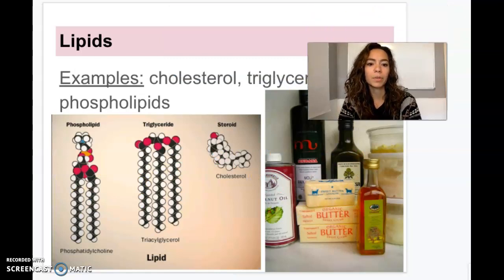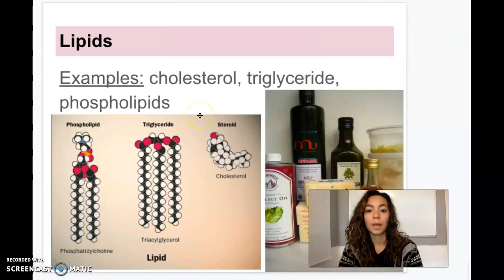So some examples we can see here. Cholesterol, triglycerides, phospholipids are the lipids that make up our cell membranes, right? If we're thinking about foods, oils, butter, lard, all those things are fats.